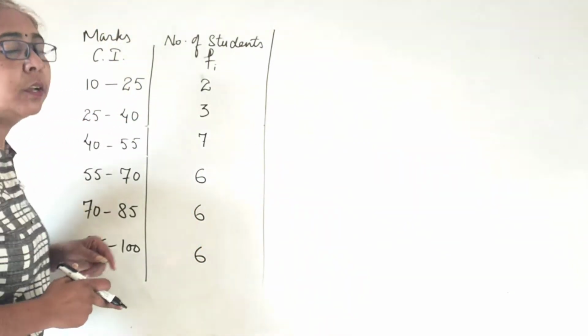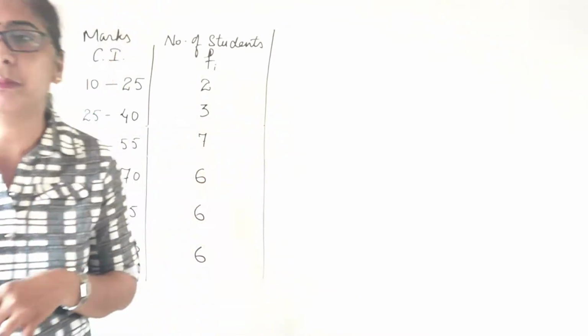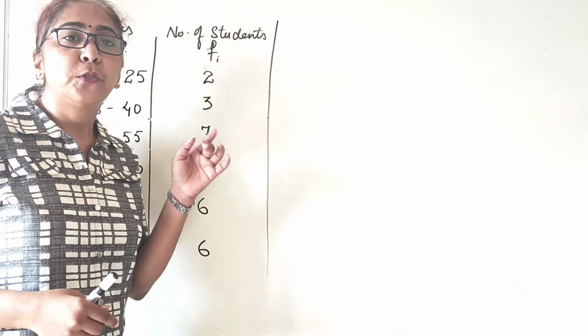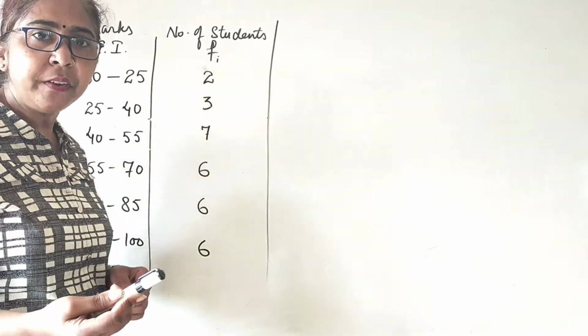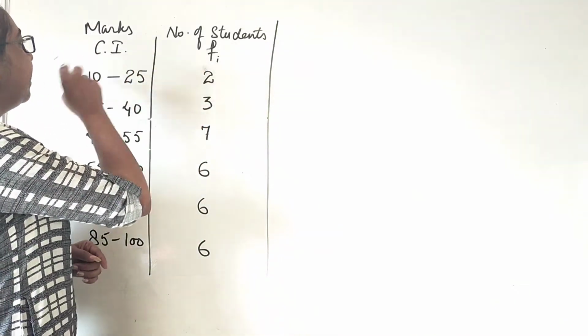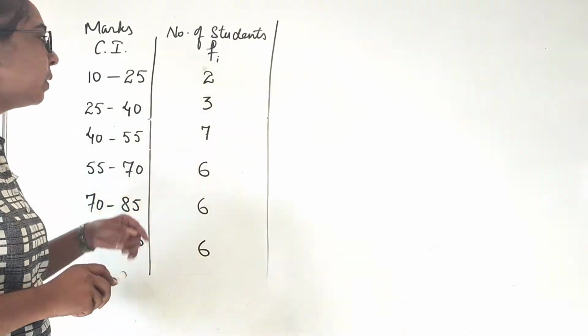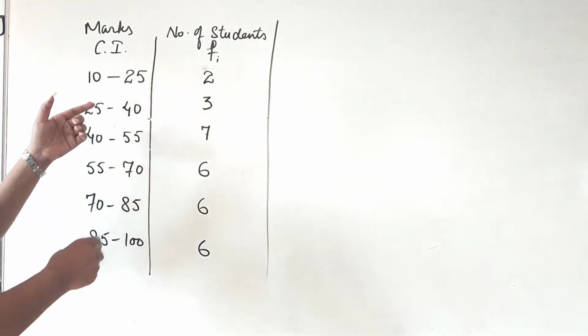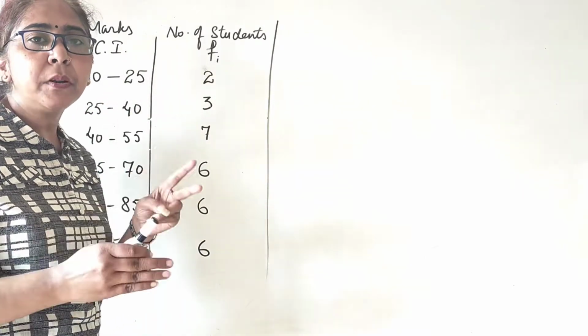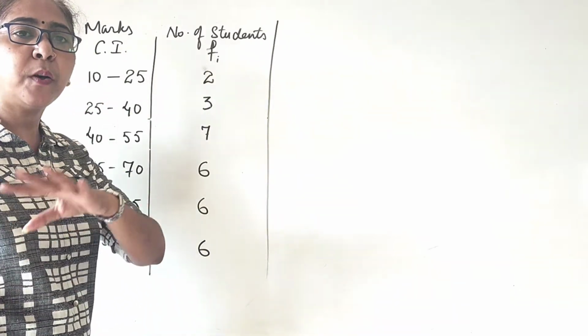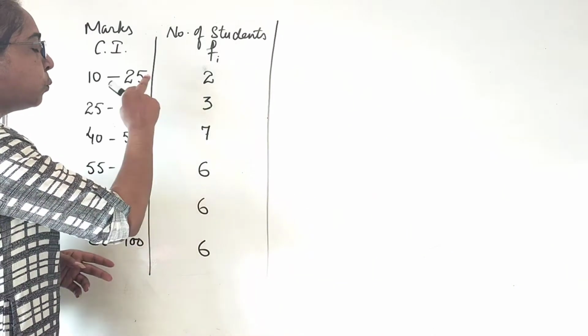Take it as grouped data. So we have the number of students and we represent it by f or fi, and we represent the class interval as ci. Now from 10 to 25 the number of students is 2, meaning the number of students who are getting the numbers from 10 to 25 are 2.